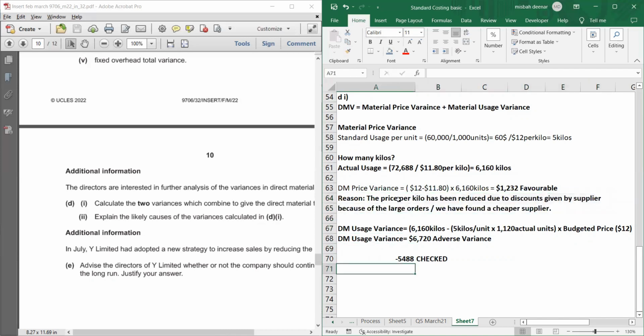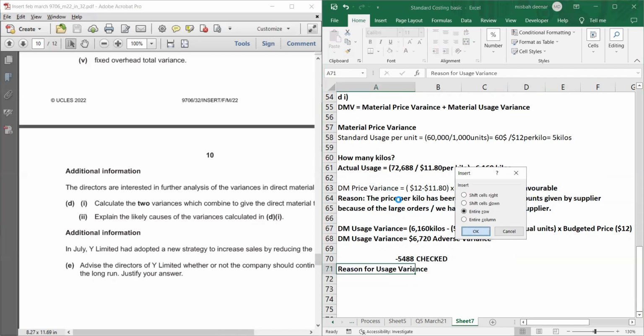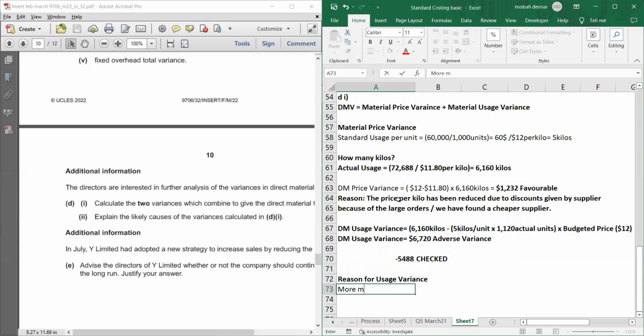Then the reason for the usage variance. So the reason for the usage variance to be adverse: more material has been used, because if more material is being used, then there would be an adverse variance. So why was more material used?